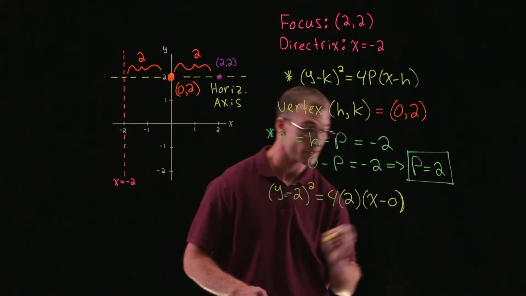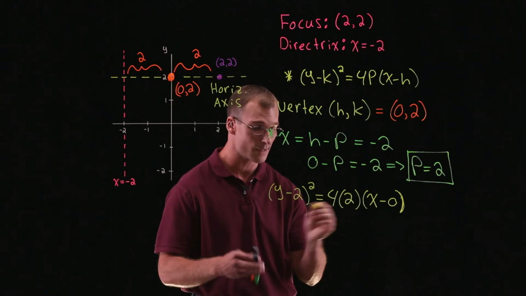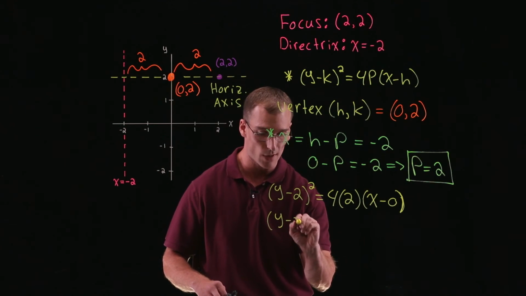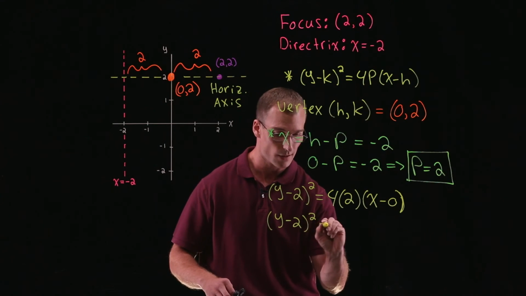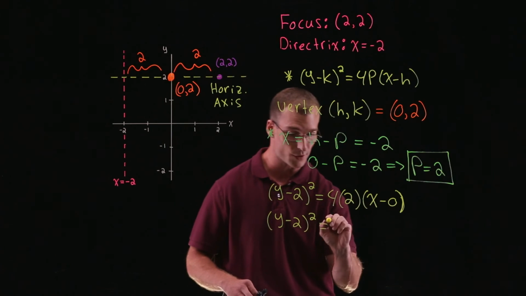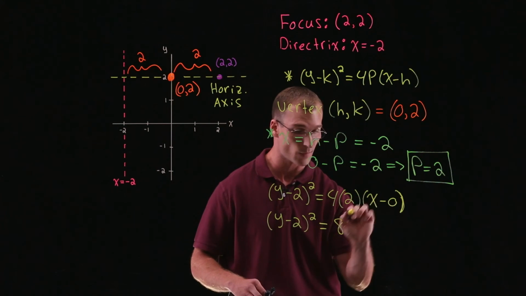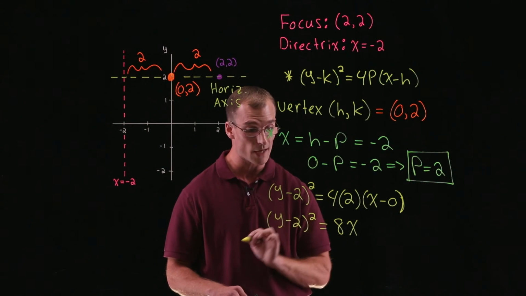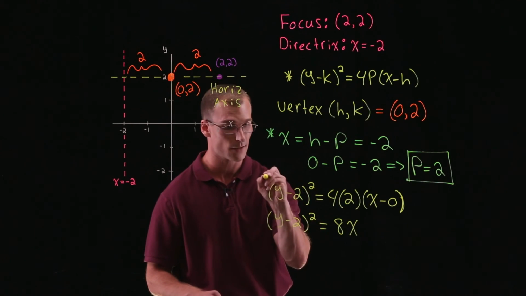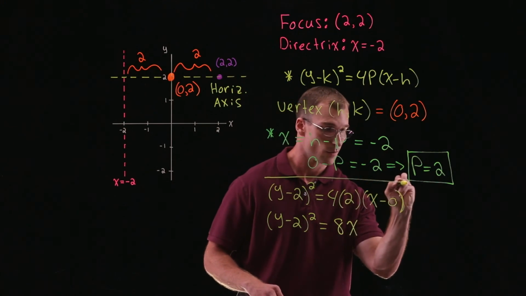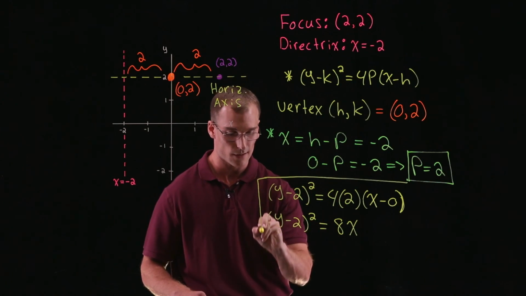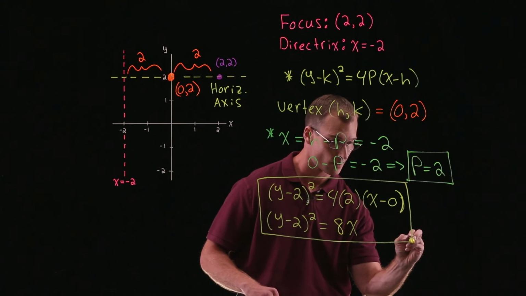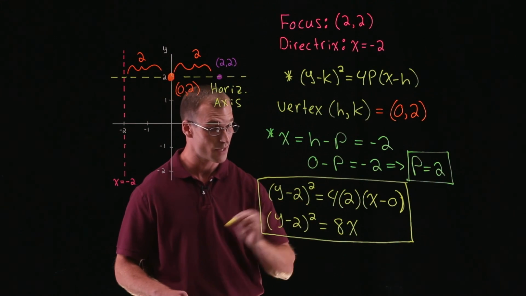Okay, so that would be the beginnings of our standard form, and yes, we can simplify this a little bit. We can write this as (y minus 2) squared is equal to, multiplying our 4 and our 2, which gives us 8, and x minus 0 is just x. So in standard form, we'd have (y minus 2) squared equals 8x. We'll go ahead and box this entire thing, since both forms are acceptable, since they show all the values. So there's the standard form of our equation.